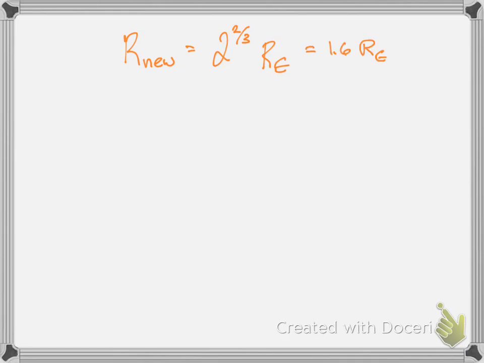which I think is about 1.6 times the Earth's radius. An orbital radius of 1.6 times the Earth's radius. So it's 6/10 again as far from the surface of the Earth. So the new orbit would be 1.6 RE.